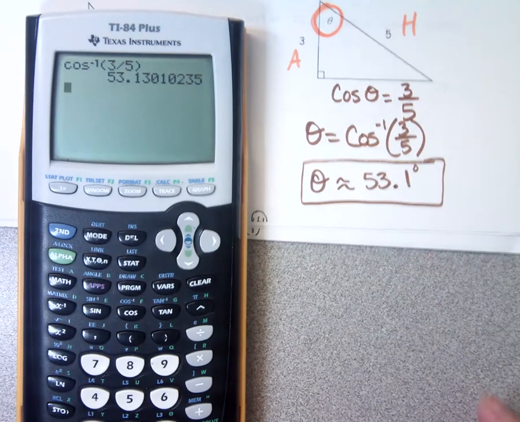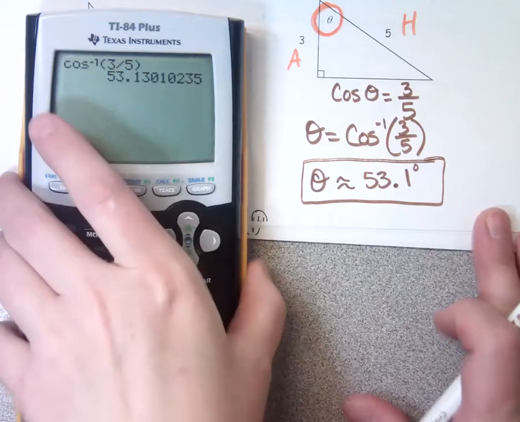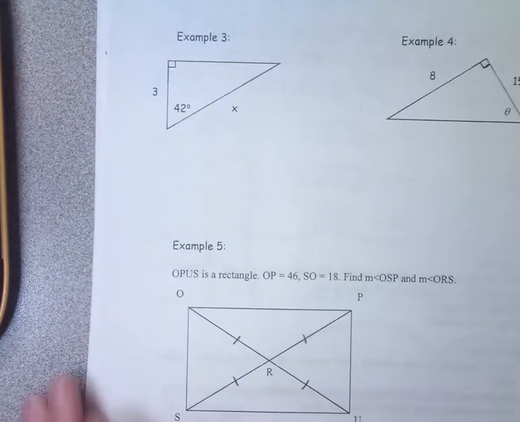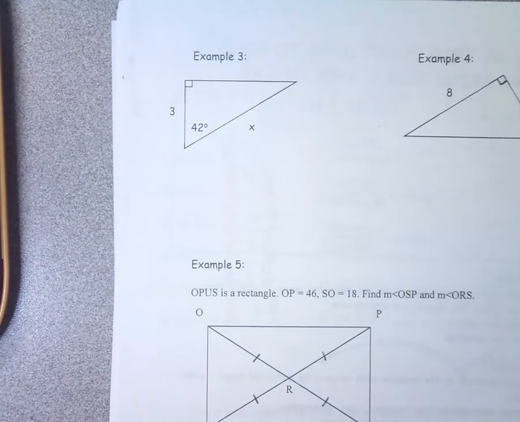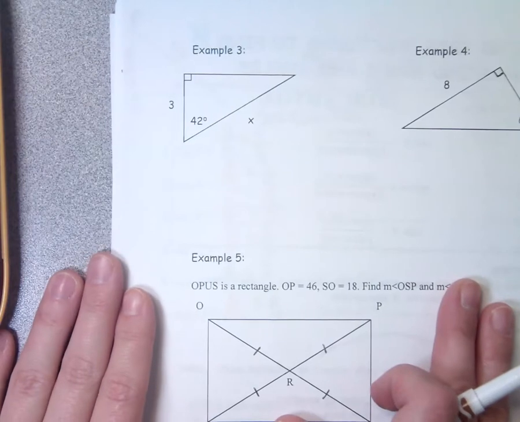So every time you're trying to find an angle, you're going to do this inverse. Cosine to the -1, or sine to the -1, or tangent to the -1. Okay, we're going to work till the bell, so let's keep going. You'll have homework over this too, but I won't make you use the calculator unless you have one. So I'll show you what you can do.